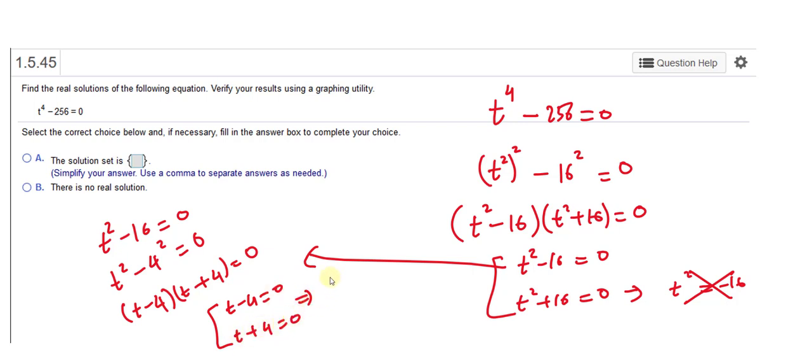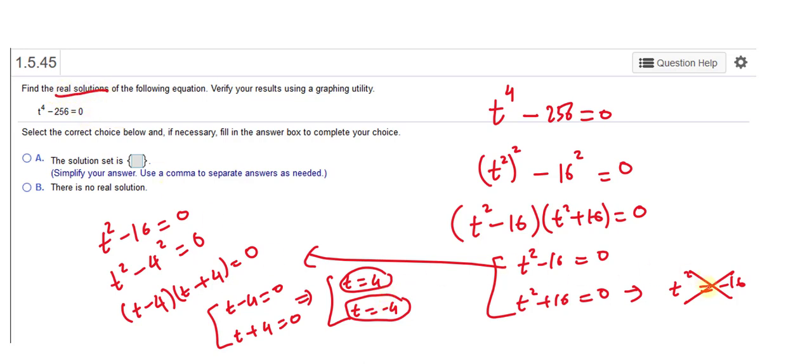For the first equation, I can add 4 on both sides to get t equals 4. For the second equation, I can subtract 4 on both sides to solve for t. So these two are the answers to my equation. Okay, so we only have the two real solutions. They ask you only to find real solutions, which is 2.